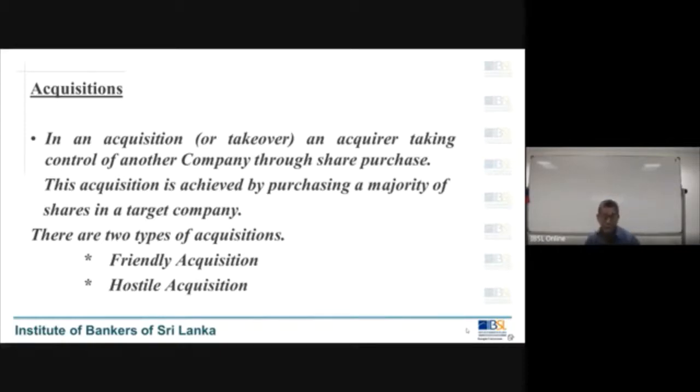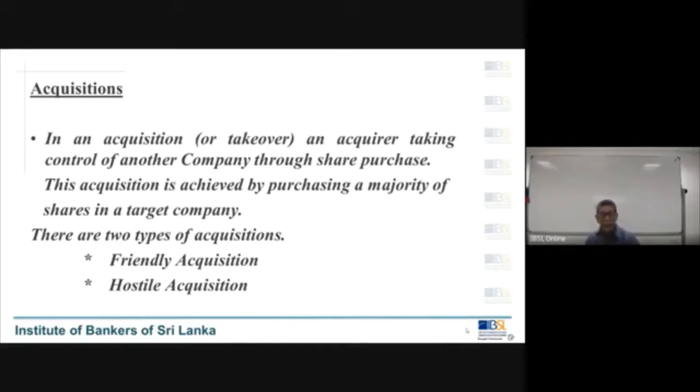If you are going to get married through a love affair and all, you are going to have a friendly acquisition. Now, hostile acquisition means you don't like to marry, but the parents compel you to marry that boy or girl or whoever. So that is a hostile acquisition, right? Okay, I'll just give you an example, right? Don't get confused.